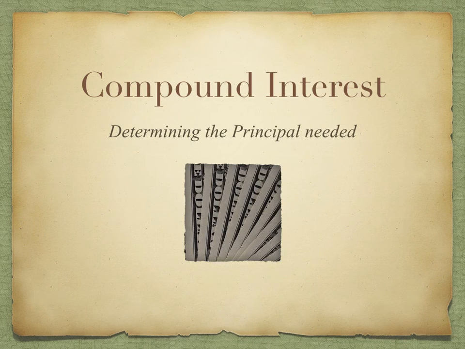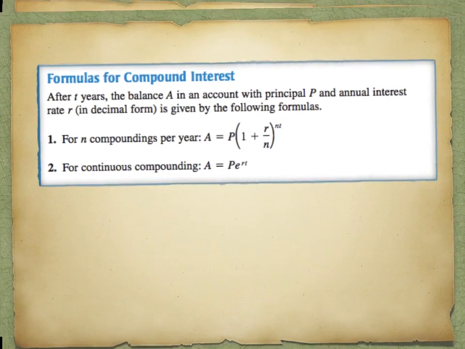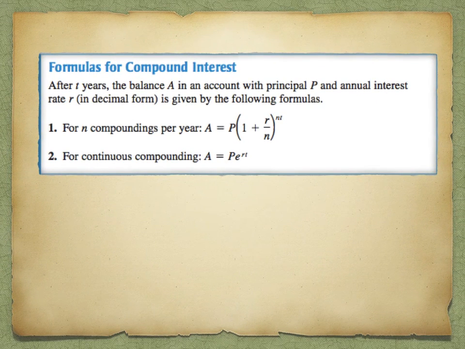Compound interest. In this video, we'll determine the amount of principal we need to invest in various accounts using interest rates and continuous compounding interest. The two formulas that we need for compound interest are listed. We'll be using the second formula, A equals P e to the RT.